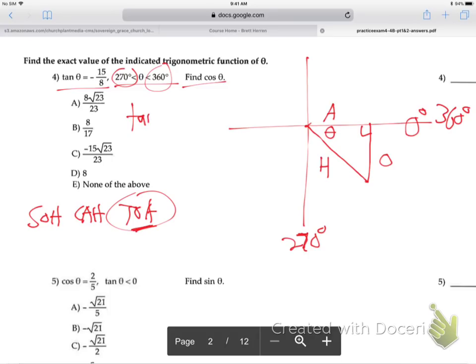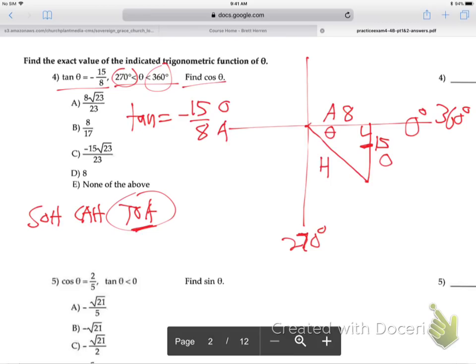Tangent is negative 15 over 8, opposite over adjacent. So 15 is the opposite, 8 is the adjacent. Don't worry about the negative. We can fix the signs later. Or you can tell, really, which one of those is negative, if you want to do the signs now. Over 8, what? Down 15. That one's clearly the negative one. But again, you could just ignore it and fix the signs later.